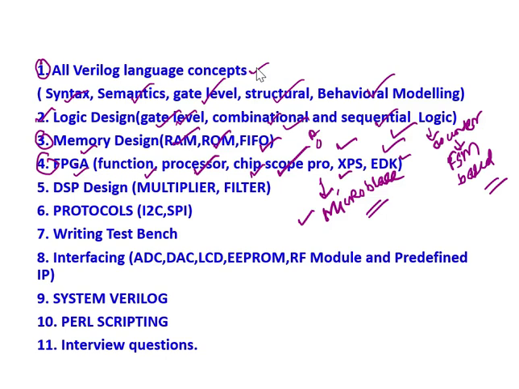Okay. The fifth part that I will be covering is DSP design, means digital signal processing design, and here you will learn multiplier design. See, for any kind of DSP design, the most important part is the multiplier design. Without multiplier there is no DSP design, there is no DSP circuit, there is no signal processing circuit. So I will tell you how to implement, how to write Verilog code for multiplier, different types of multiplier, and different methods to implement multiplier.